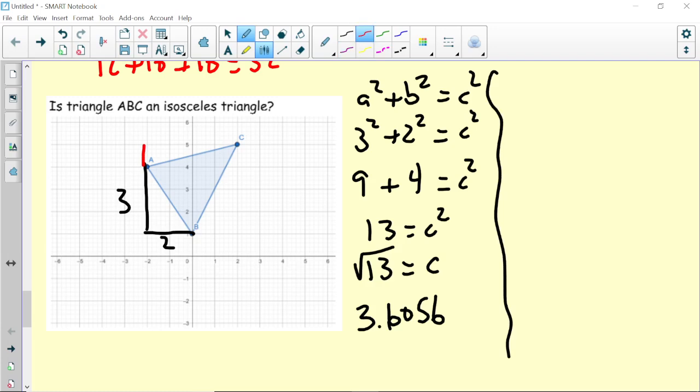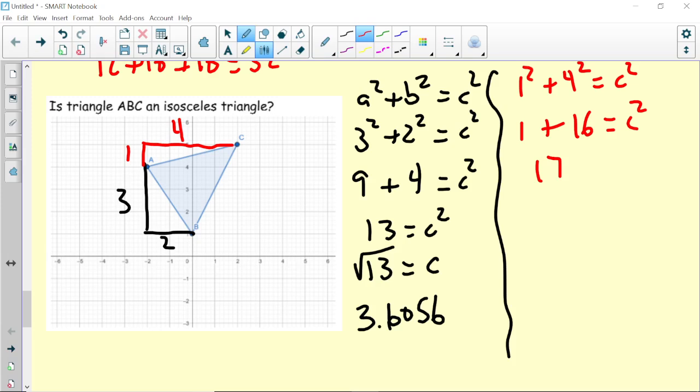AC, we go up 1 and to the right 1, 2, 3, 4. 1 squared plus 4 squared equals C squared. 1 squared is 1. 4 squared is 16 equals C squared. 1 plus 16 is 17.